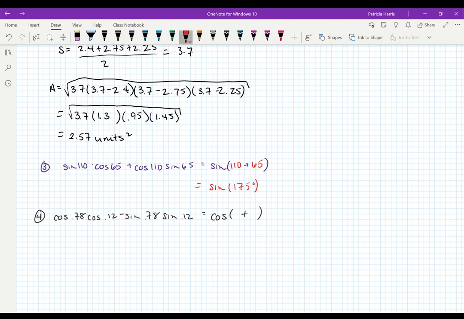So it would simply be 0.78, 0.12. So that would be cosine of 0.9. Perfect. All right. Almost done. 2 more.